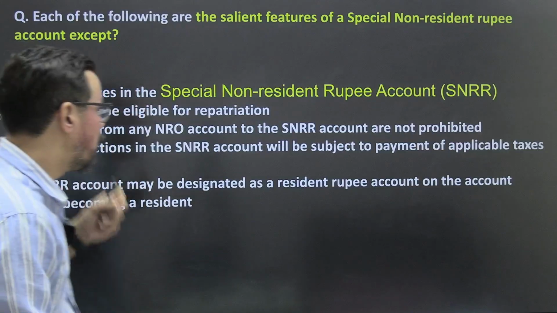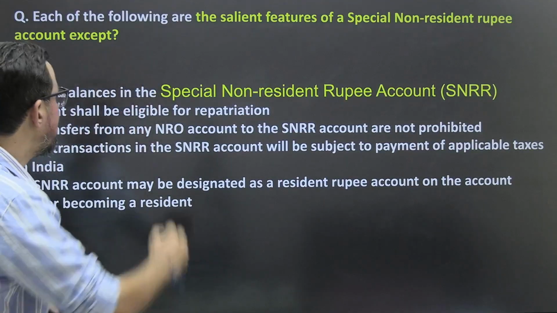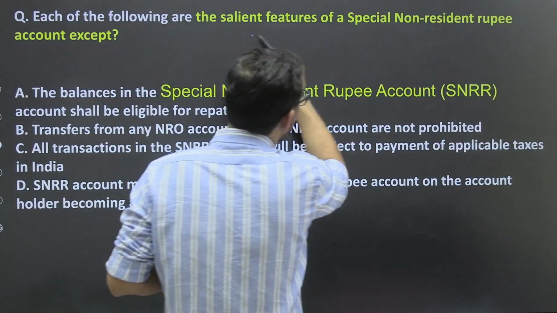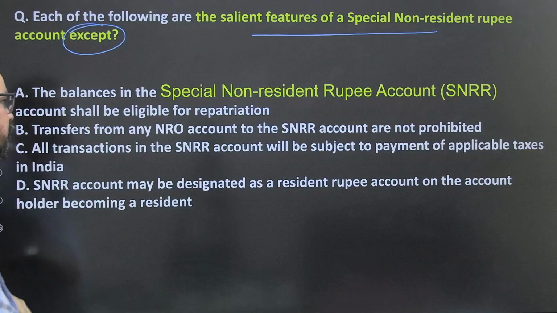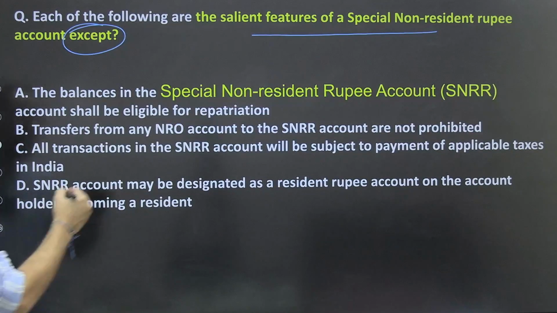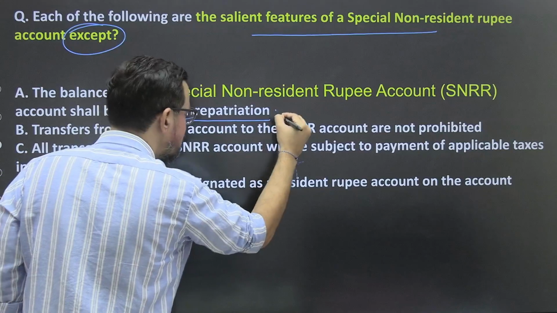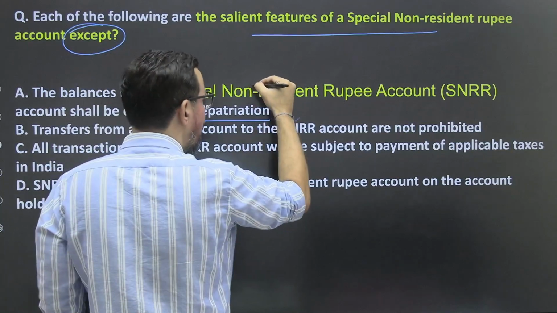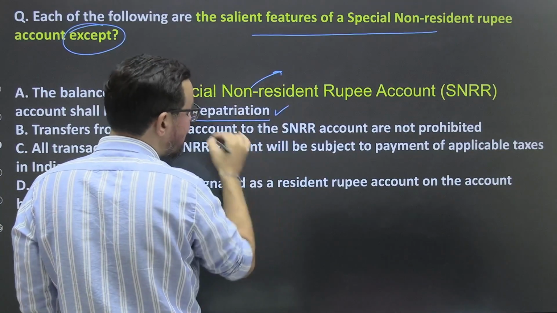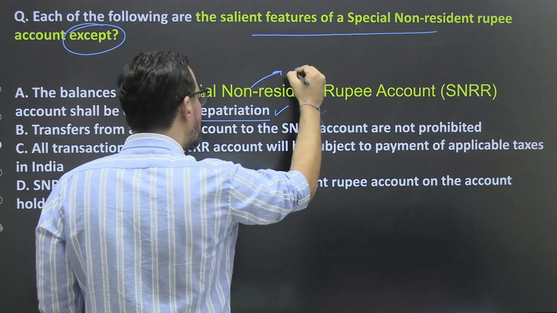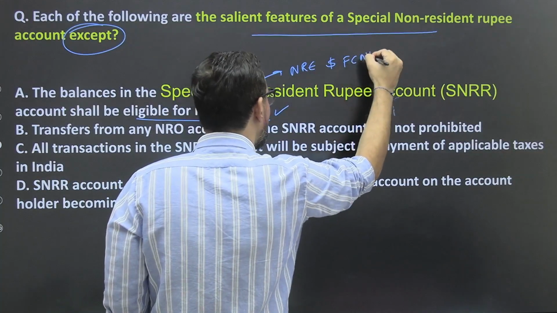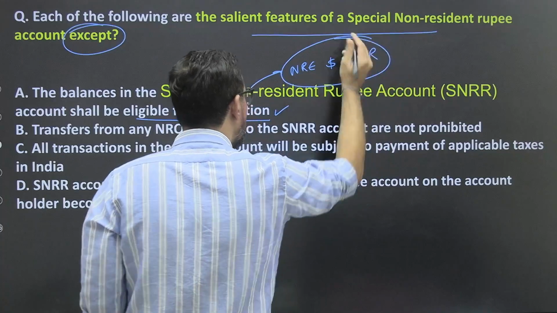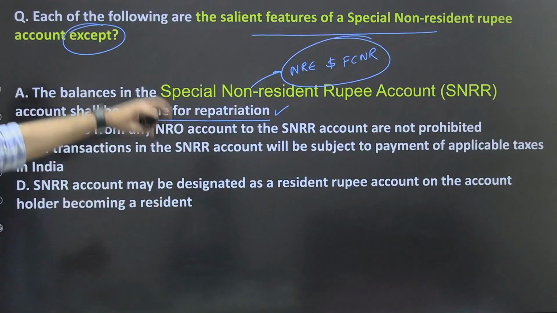Next one is about the SNRR accounts. Each of the following are the features of SNRR accounts except one. So the balance in SNRR accounts shall be eligible for repatriation. Yes. Why? Because when an NRI starts a business, they will transfer money through NRE and FCNR accounts only. So these two sources of funding are both repatriable, right?